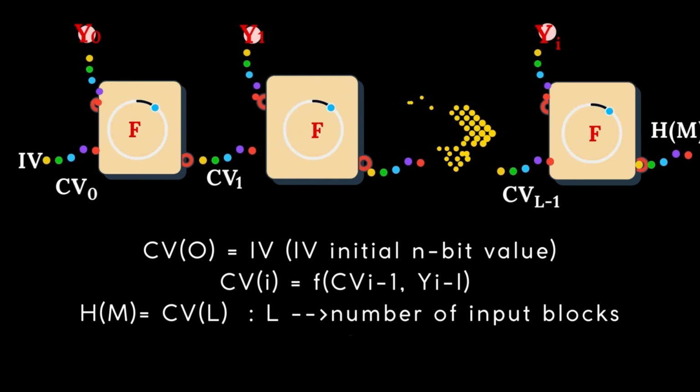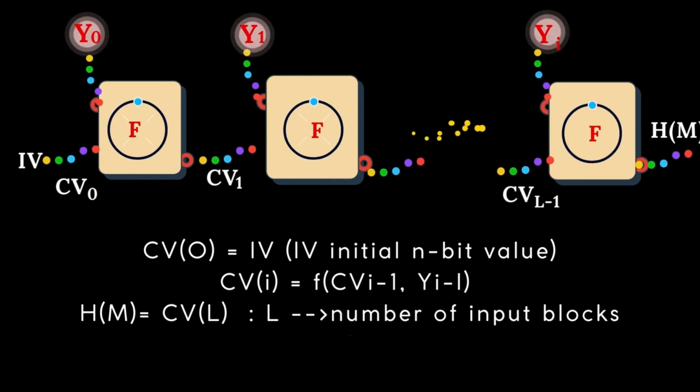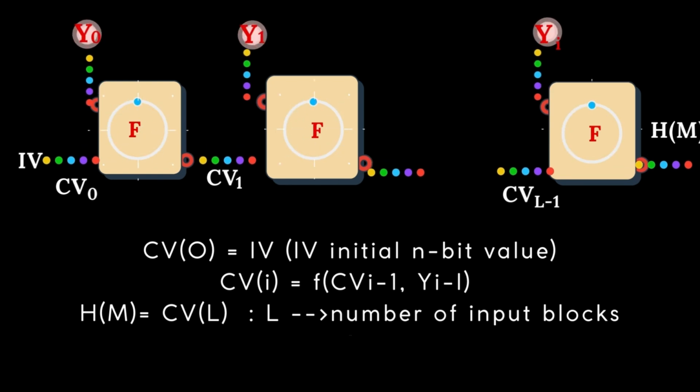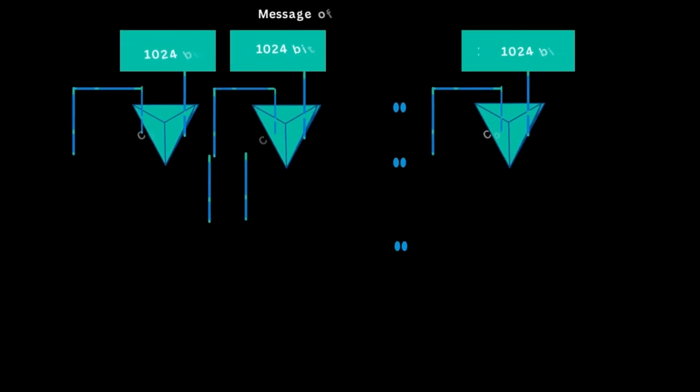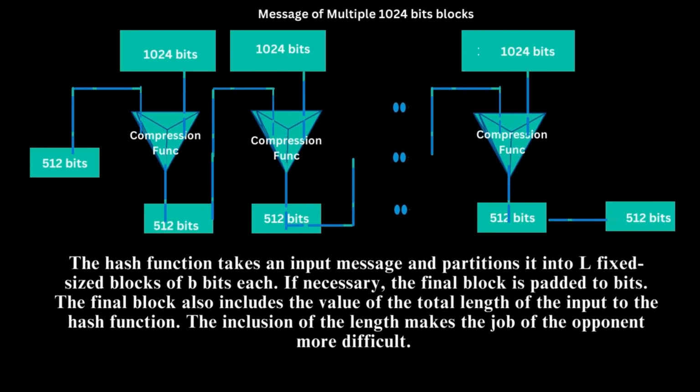This method starts with an initialization vector, IV. What stands out in CBC is that identical data inputs at different times yield different hash values, owing to the chaining mechanism and the influence of the IV. This feature significantly boosts the security and integrity of the hash function, making it resistant to a variety of cryptographic attacks.